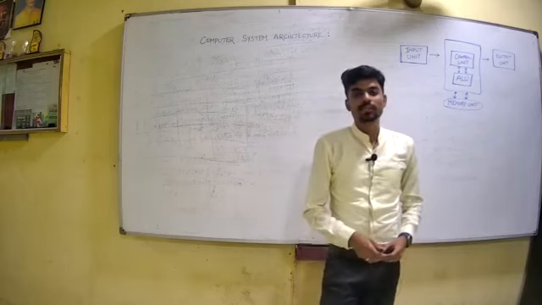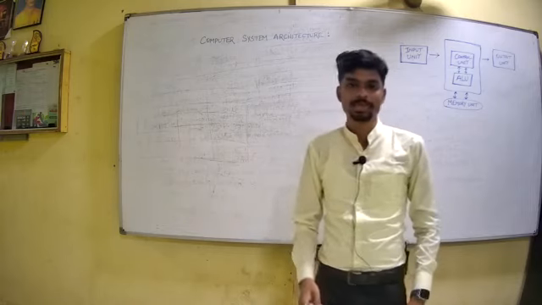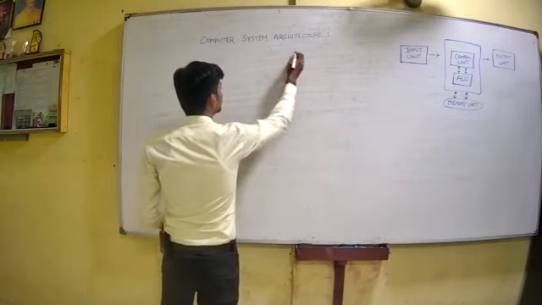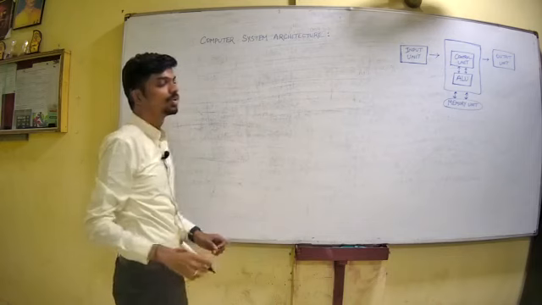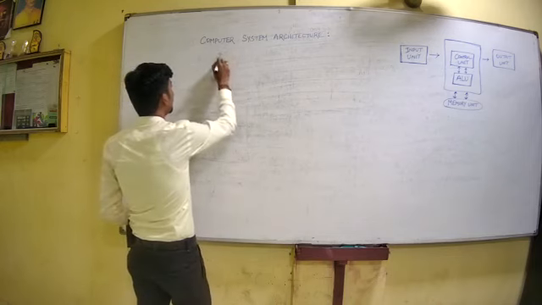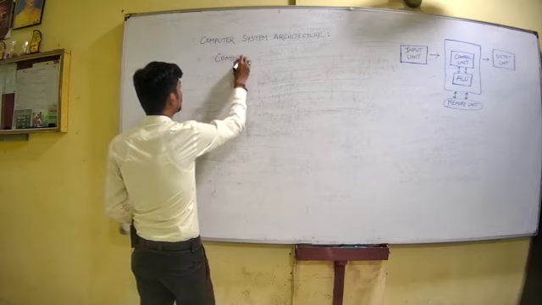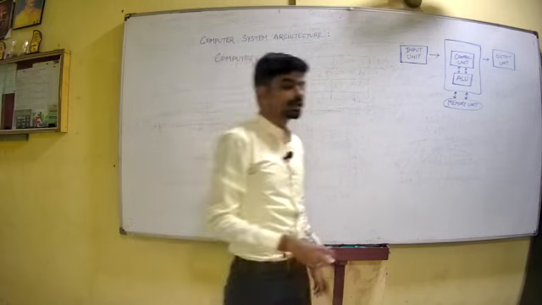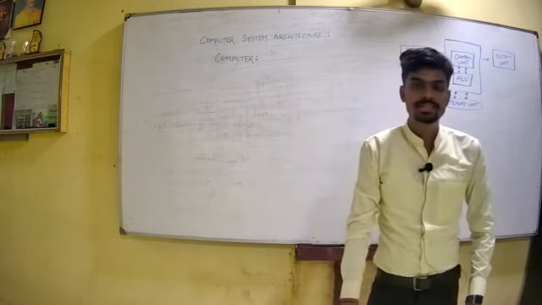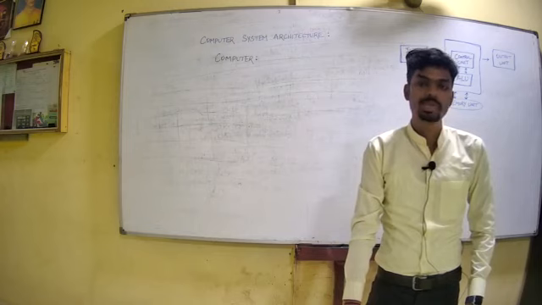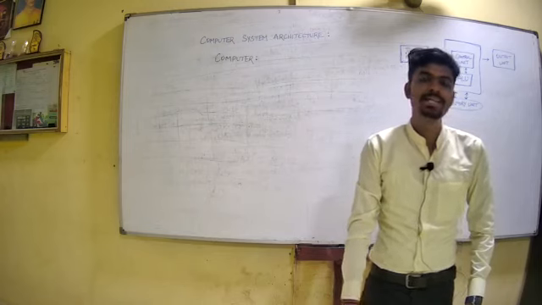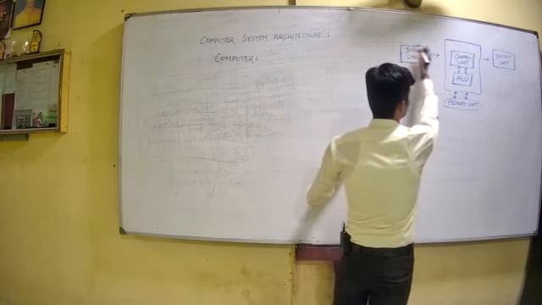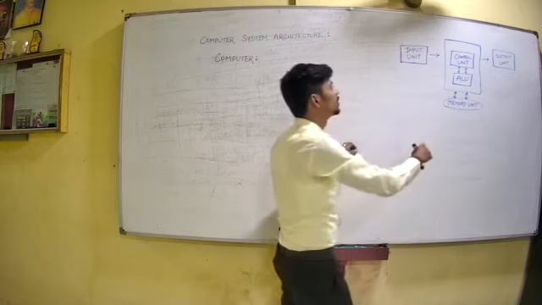Hello students, today we are going to discuss Computer System Architecture Unit 1. In Computer System Architecture, first we have to know what a computer is. A computer can normally be defined as an electronic device which accepts input from the user, processes it and gives the proper output. This diagram indicates the working principle of a computer.